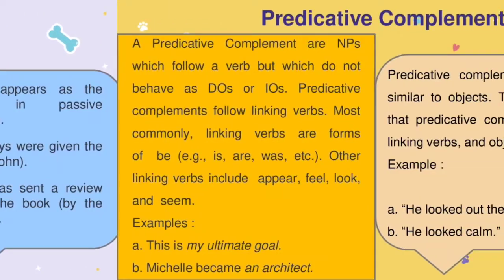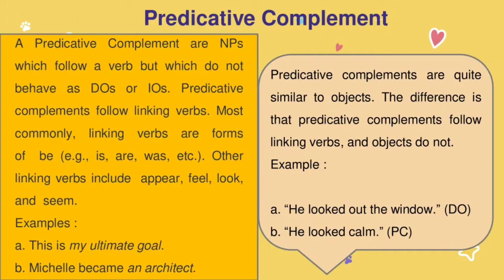Oke, selanjutnya ada predicative complement. Predicative complement adalah noun phrase yang mengikuti kata kerja yang tidak berperilaku sebagai direct object atau indirect object. Predicative complement ini melengkapi makna dalam kalimat dengan memberikan informasi tentang suatu kata benda. Predicative complement mengikuti linking verb, misalnya is, are, was, appear, feel, etc.